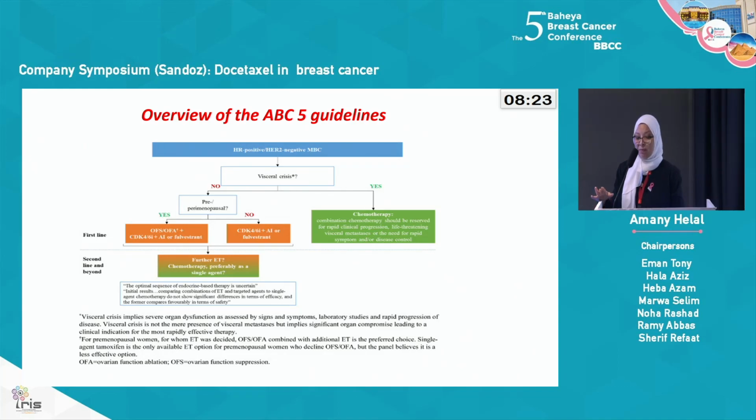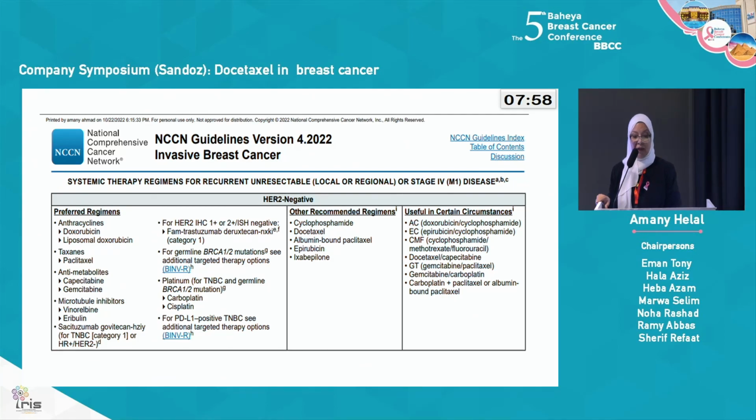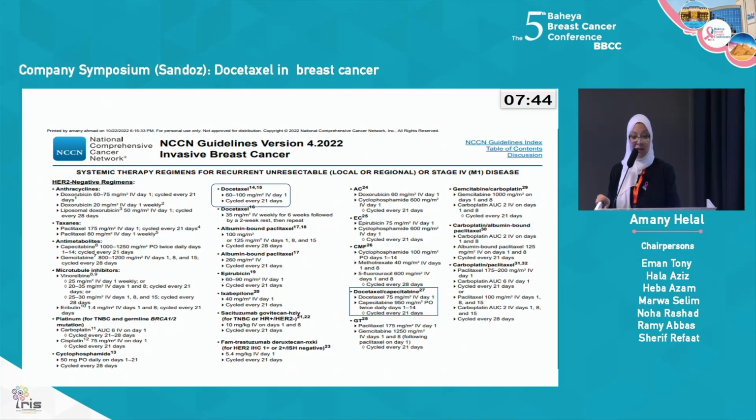This is the overview of the Advanced Breast Cancer 5 guidelines. So if the patient is pre or perimenopausal with hormone receptor positive disease, of course, if not in visceral crisis, hormonal treatment is the gold standard. But if the patient presents with visceral crisis, then the patient should go for chemotherapy, usually starting with single agent, and usually you go with anthracycline, then taxane, or start with the taxane from the start. These are the NCCN guidelines for the metastatic invasive breast cancer, HER2 negative. The anthracycline comes first, and then the taxanes for the management of patients with metastatic disease.